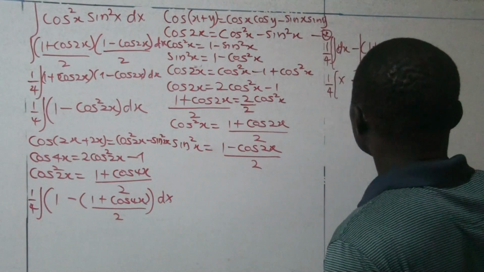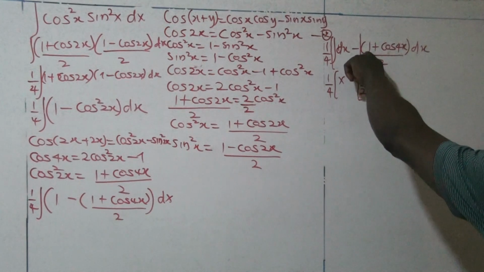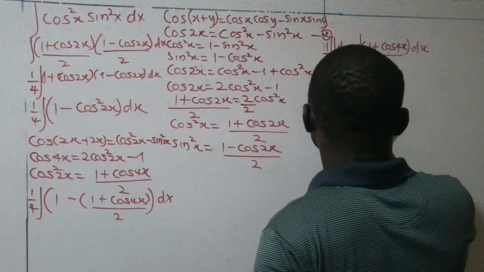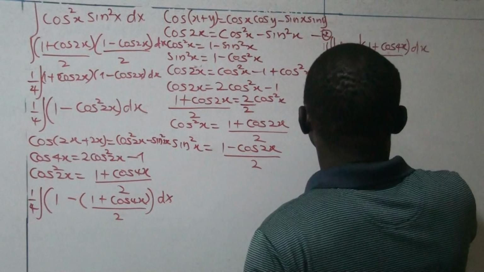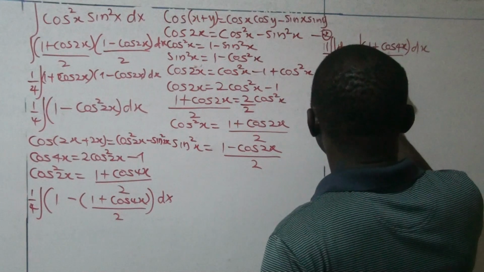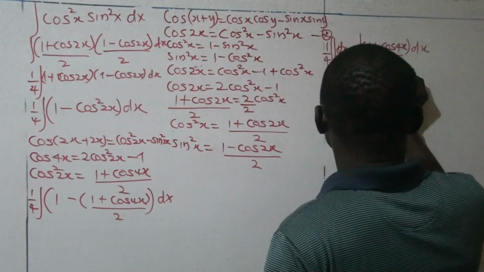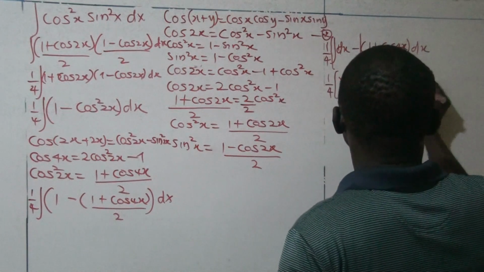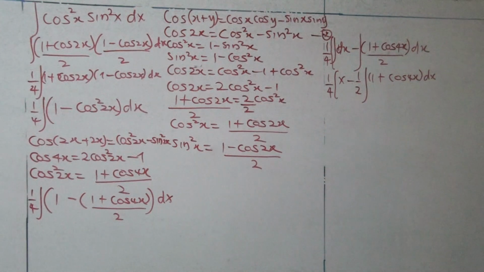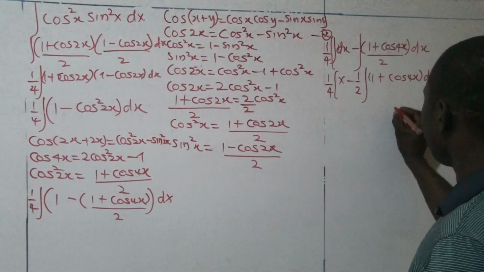Okay, here, if we integrate this, or we factor out this half, let's factor this half. This is minus 1 over 2 integral of 1 plus cos 4x dx. So if we integrate 1, it will become x. Now let's find the integral of cos 4x. So if we integrate cos 4x, let's do it.